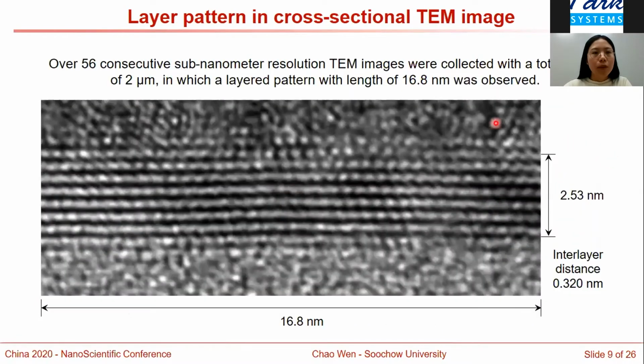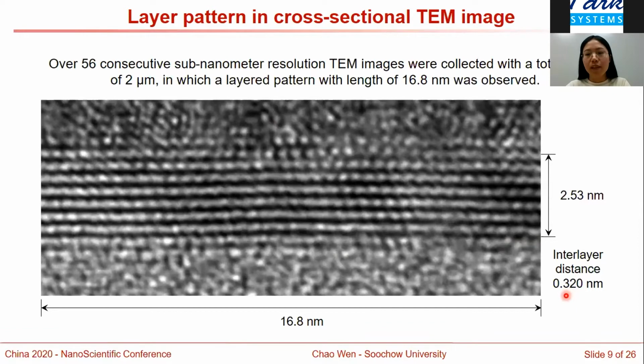Next, we took over 56 sub-nanometer resolution TEM images with a total length of 2 micrometers. Here, we have a layered pattern with a length of 16.8 nanometers. We can see that our calcium fluoride has a total thickness of 2.53 nanometers with an interlayer distance of 0.32 nanometer.